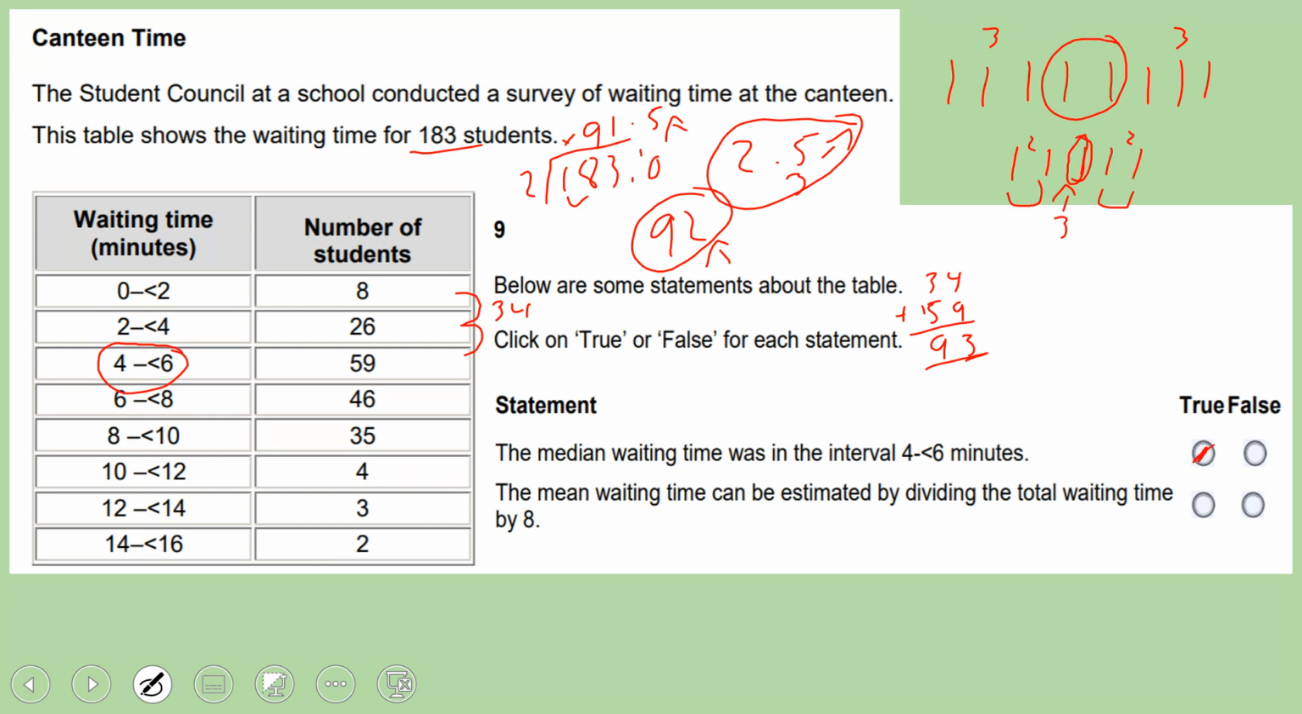Next question. The mean waiting time can be estimated by dividing the total waiting time by 8.